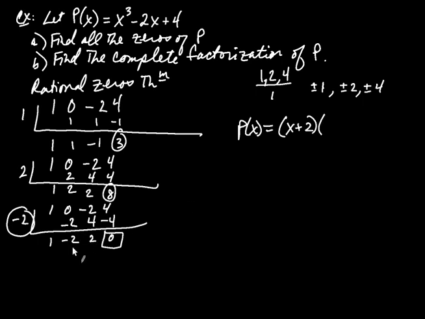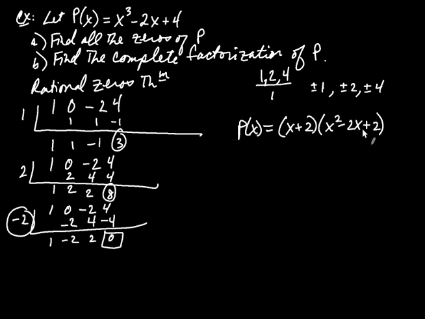X squared take away 2x plus 2. Okay, now I have this factored down to a linear term, but this is a quadratic. Now, we're not sure if it's an irreducible quadratic yet because we don't know if the zeros are real or not, but I'm going to go ahead and use the quadratic formula on that.